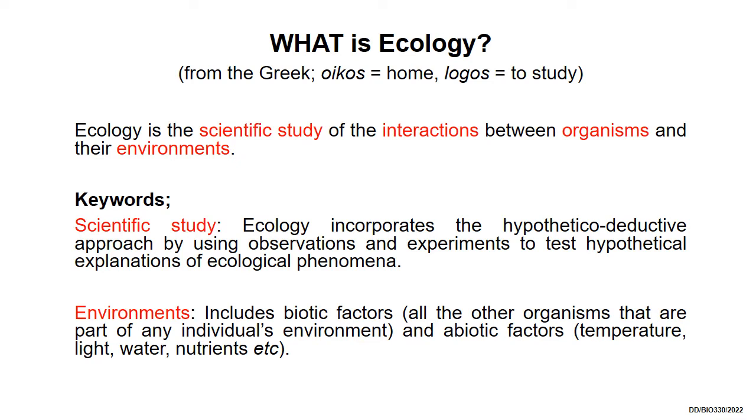Another keyword in this definition of ecology is environment. Environment here refers to either biotic factors or abiotic factors. Biotic factors are always related to living organisms. Abiotic factors refer to non-living factors, for example, temperature, light, water, nutrients, and etc.